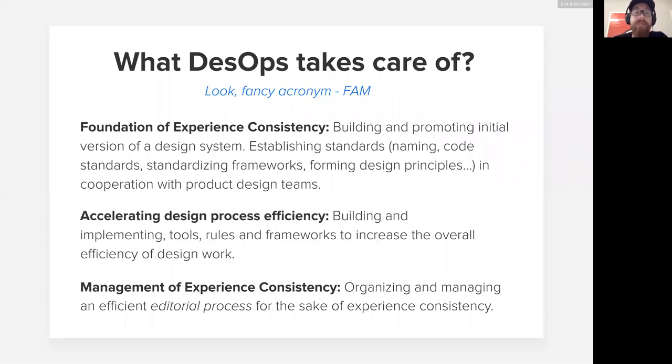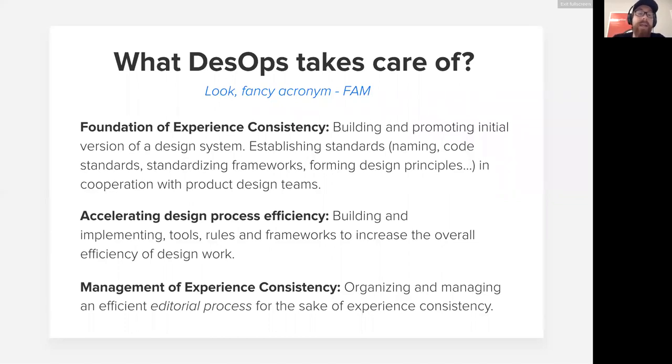So first of all, foundation of experience consistency. That's all about building and promoting a design system. And the emphasis should be on promoting, right? Because a design system that is not being used in a company is just a zombie design system and really should just die, because it doesn't increase consistency of code and experience. So what does it do? Nothing. So promotion of a design system in a company is a really important part of all the duties of the design operations team.